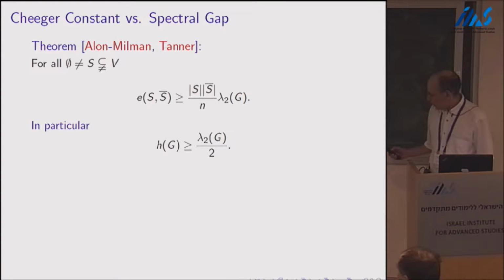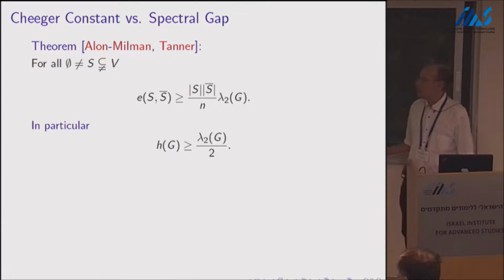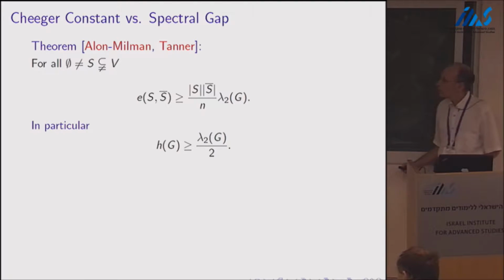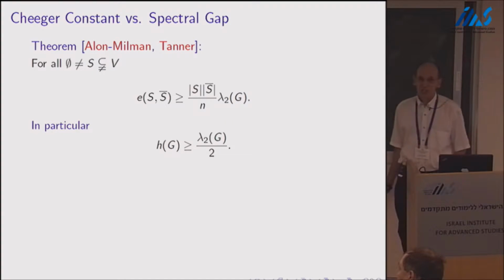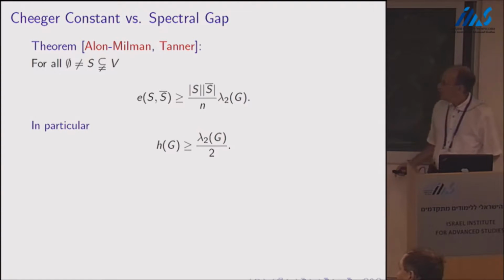Now, there is a close connection between the Cheeger constant and the spectral gap. And it has two parts. The first part is due to Alon, Milman, and Tanner. And it says that the cut of S and S complement has at least size |S| times |S complement| over n times the spectral gap. Dividing both sides by |S|, we find that the Cheeger constant is at least the spectral gap over 2.